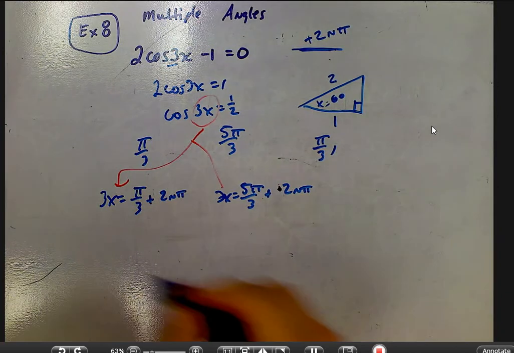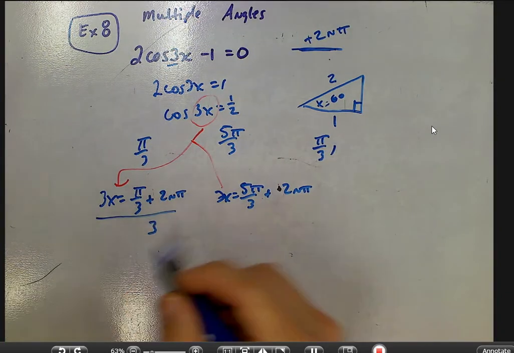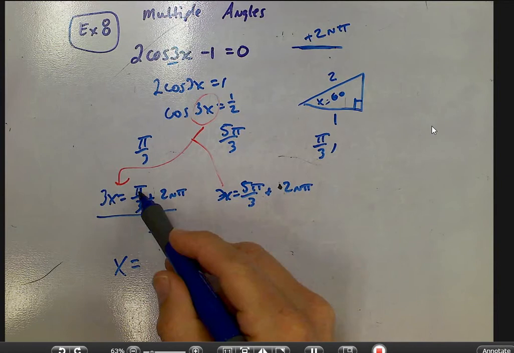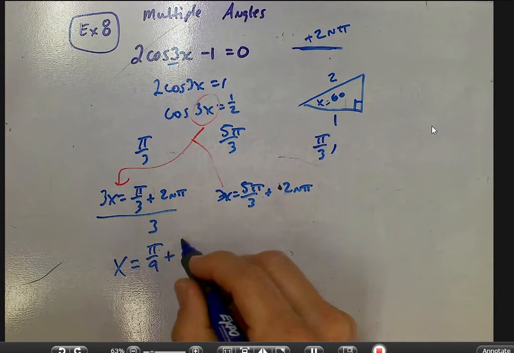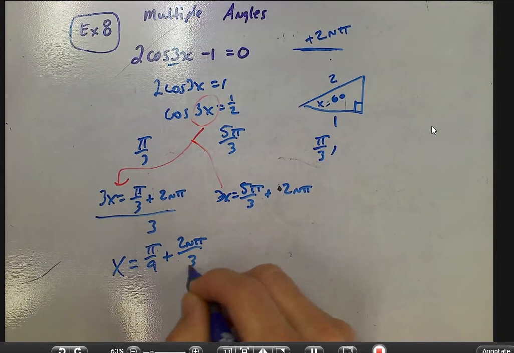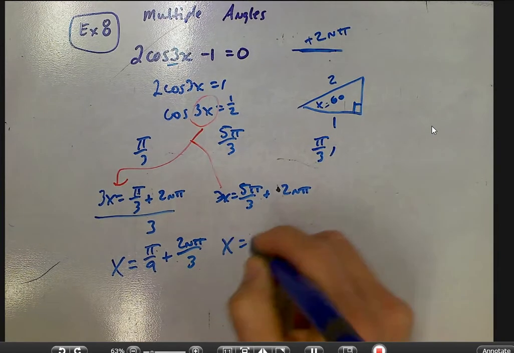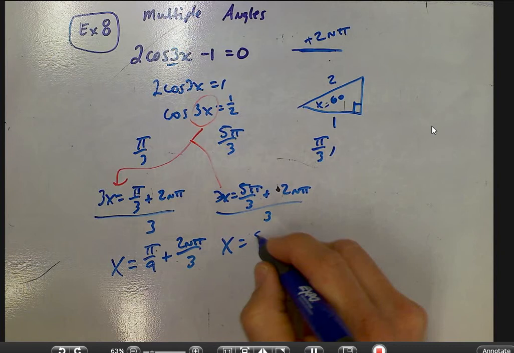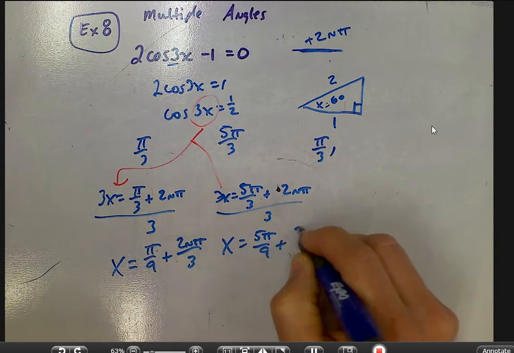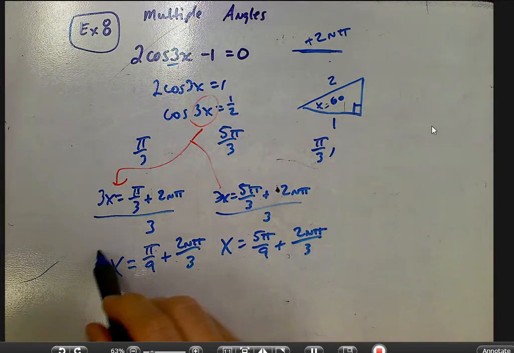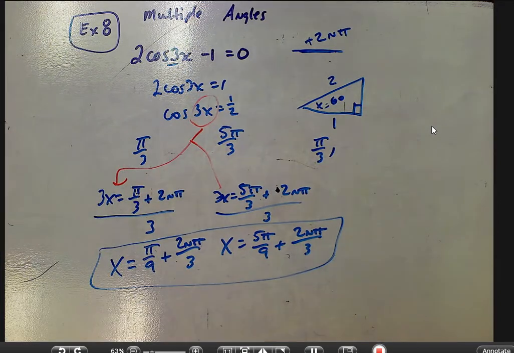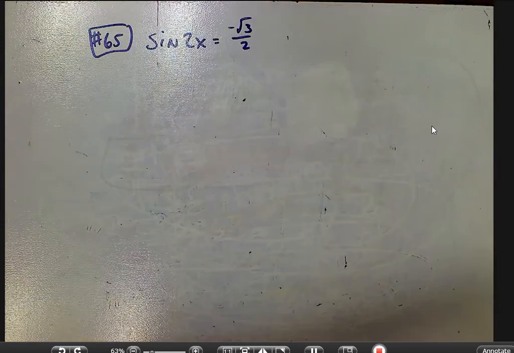Now I'm going to divide the whole thing by 3, and that gives me x equals pi over 3 divided by 3 is pi over 9. 2n pi divided by 3 is plus 2n pi divided by 3. Same thing over here, divide by 3, you get 5 pi over 9 plus 2n pi divided by 3. And that is how you come up with the general form of the answer, meaning all answers can come through that. See if you guys can figure out number 65.